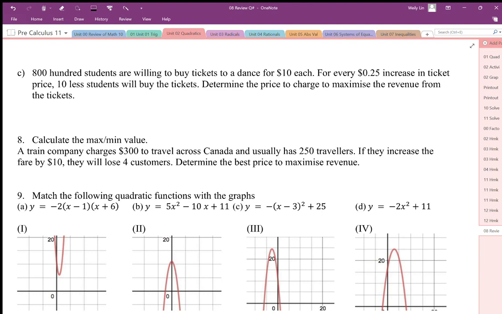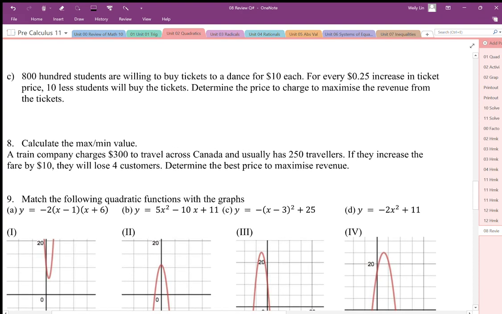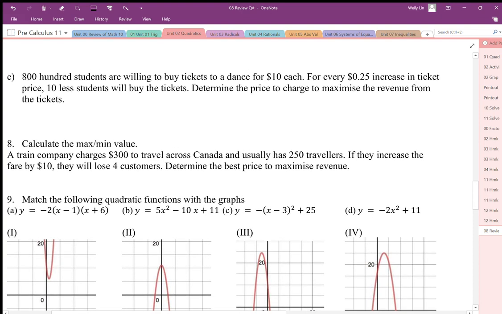Question number 7C says 800 students are willing to buy tickets for a dance for $10 each, and for every 25-cent increase, there are 10 fewer students that will buy tickets. So determine the price to charge to get the maximum revenue. First of all, we need to recognize what we're maximizing. We're going to maximize revenue. So we need an equation for revenue, and that's going to be price times the number of tickets.